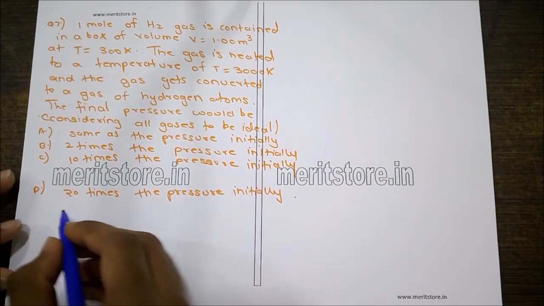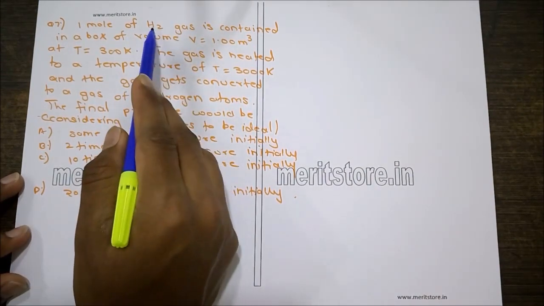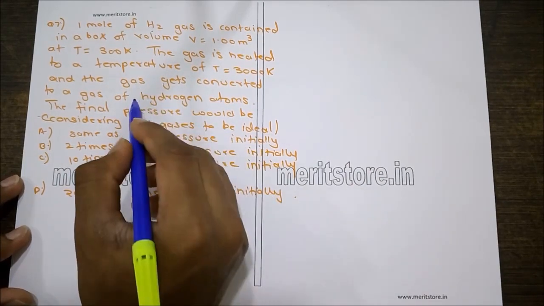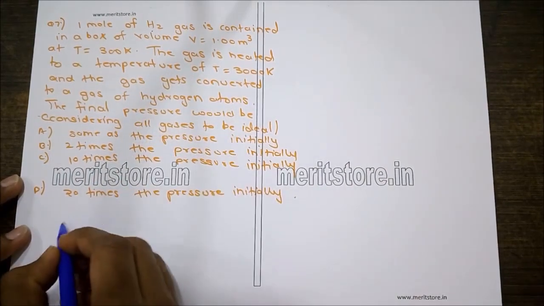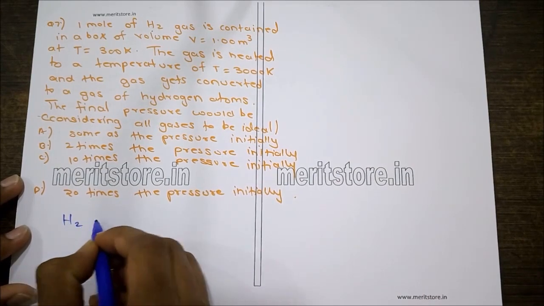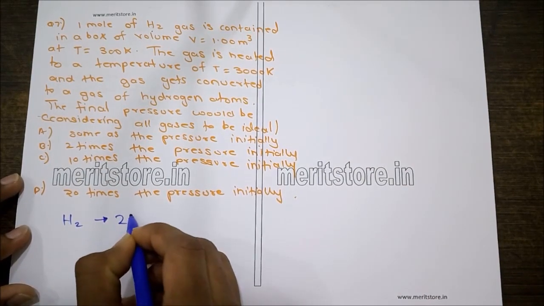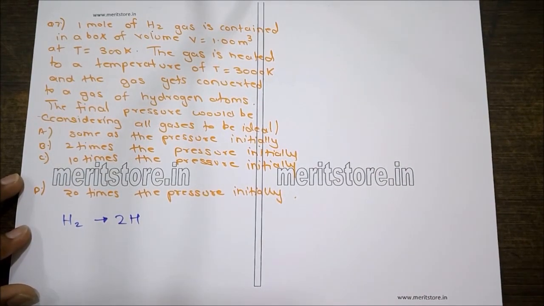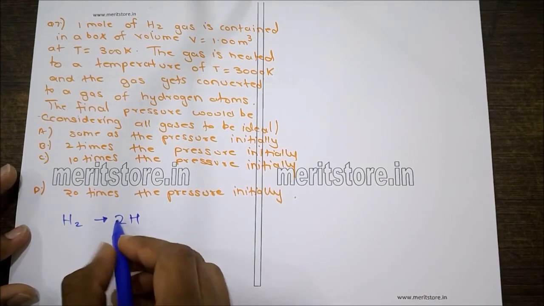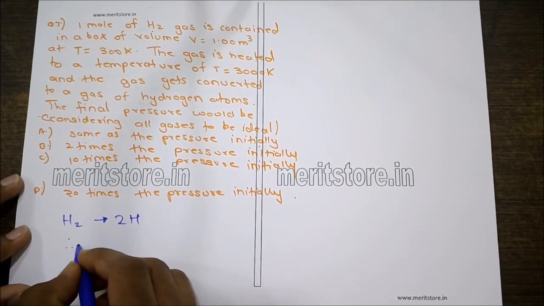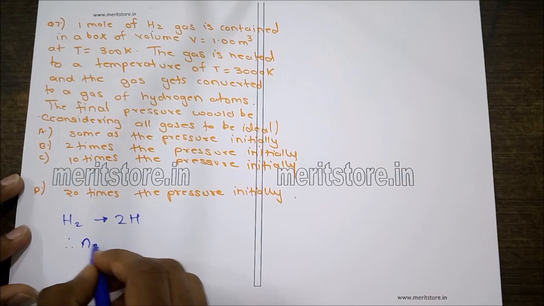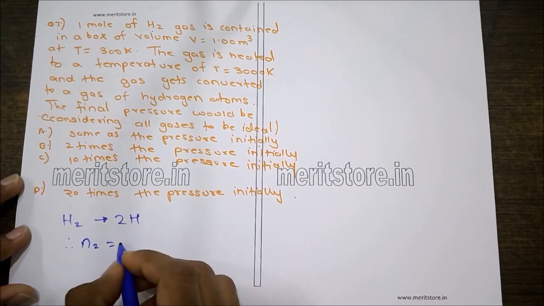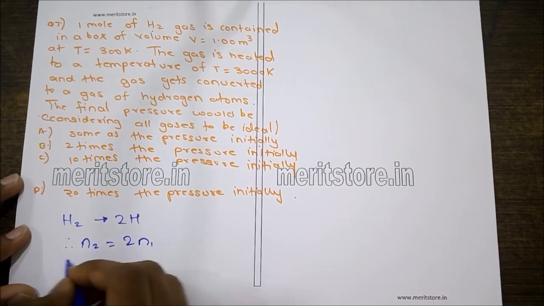Now, when a gas of H2 molecules is heated, it gets converted into hydrogen atoms. So H2 gets converted to 2 times H. In this, the number of molecules has basically doubled. Therefore, in the second case, N2 becomes 2 times N1.